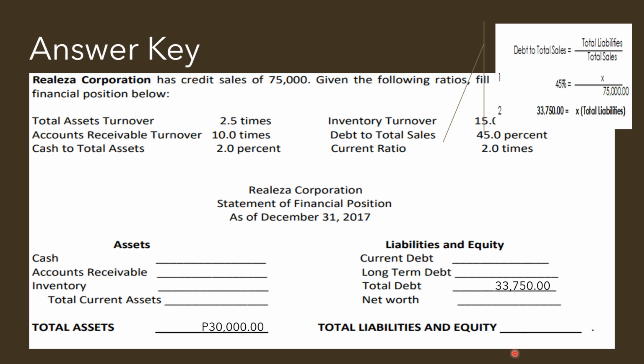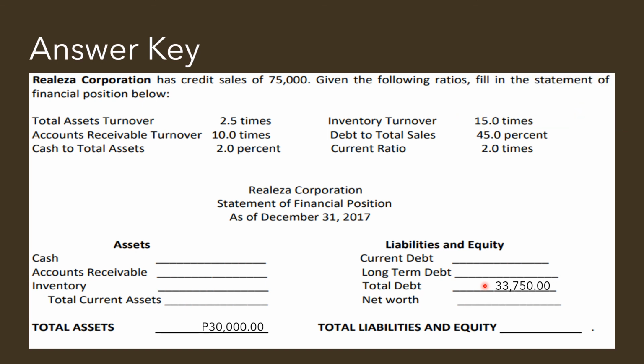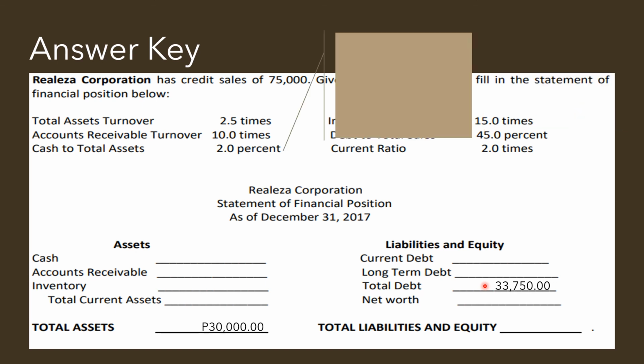Okay, so hindi mo ilalagay yan dito kasi this is the sum of your liabilities and equity. Ang total liabilities natin, ito lang, yung total debt. Ang net worth mo is your equity side. So, dito lang natin siya ilalagay dapat. 33,750. Ayan, nadagdagan na. Right, let's move on. Saan pa daw ang pwede?